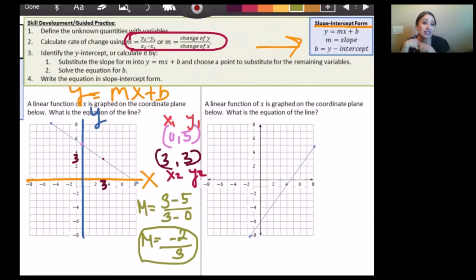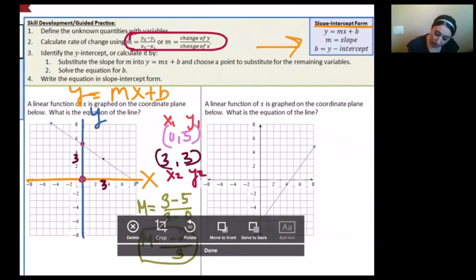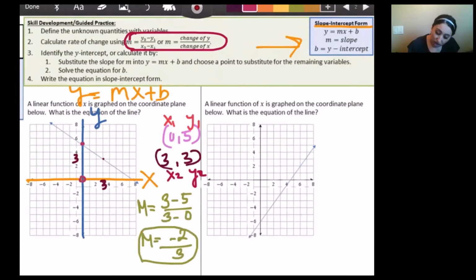Step number 3, let's identify the y-intercept, or let's calculate it if necessary. In this case, I know that if x is 0, y is my initial value. In a linear function, a line always has to start on the y-axis. So knowing that, I know if x is 0, I'm going to look up here. Where does it cross the y-axis? It crosses it at positive 5. So b equals positive 5.